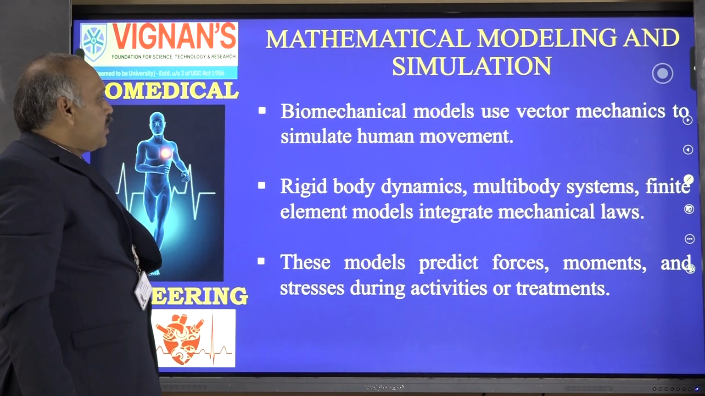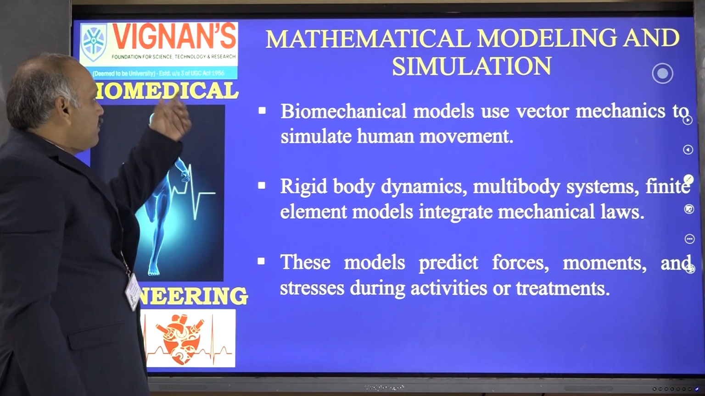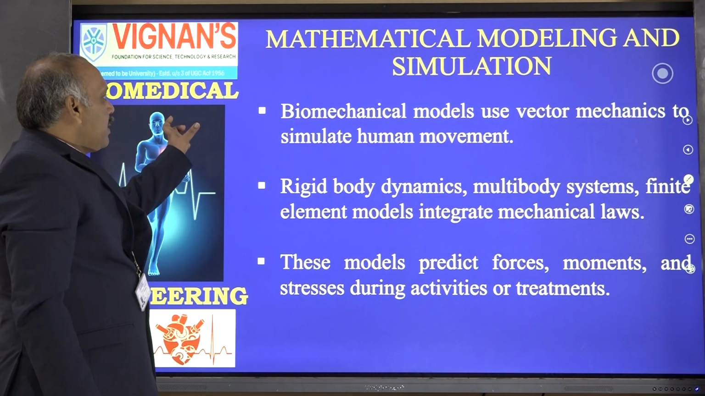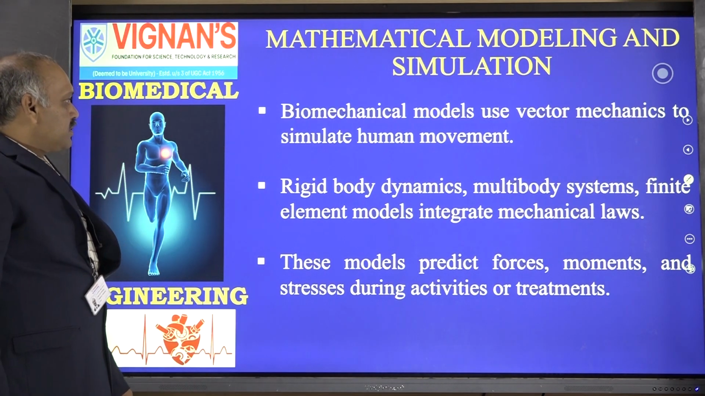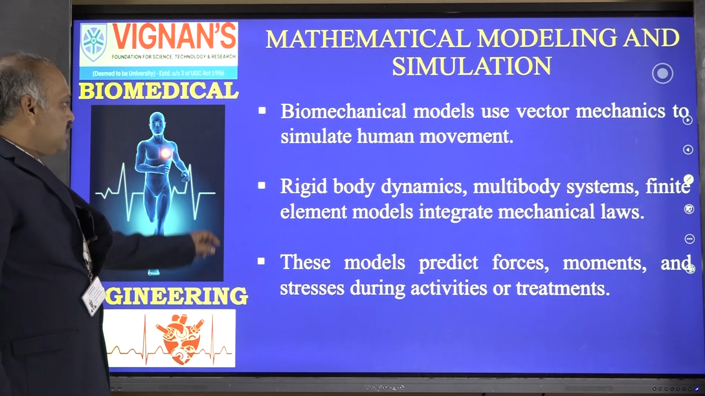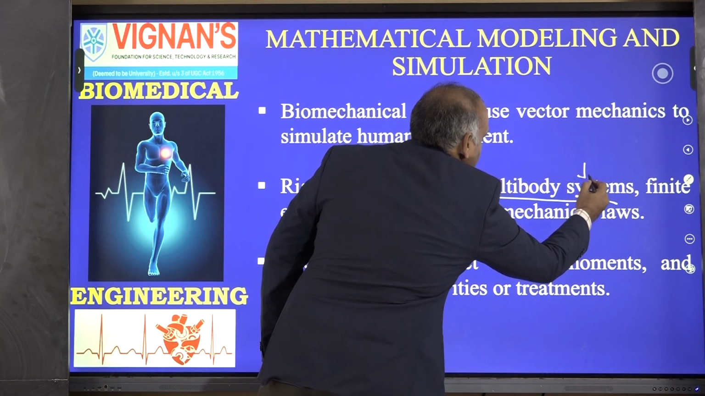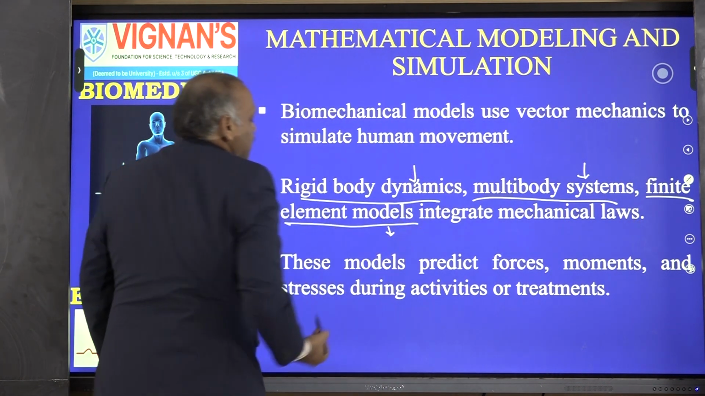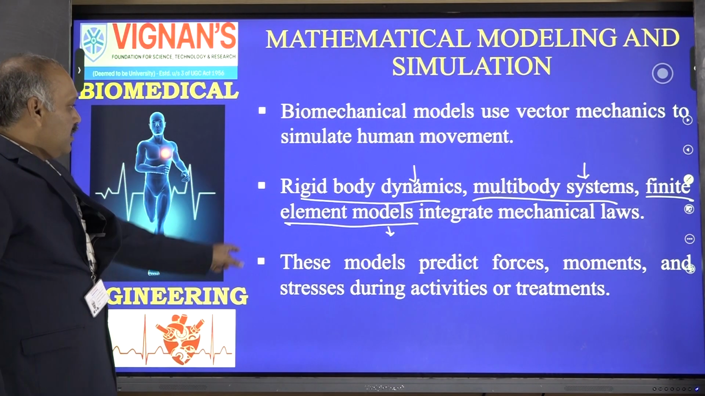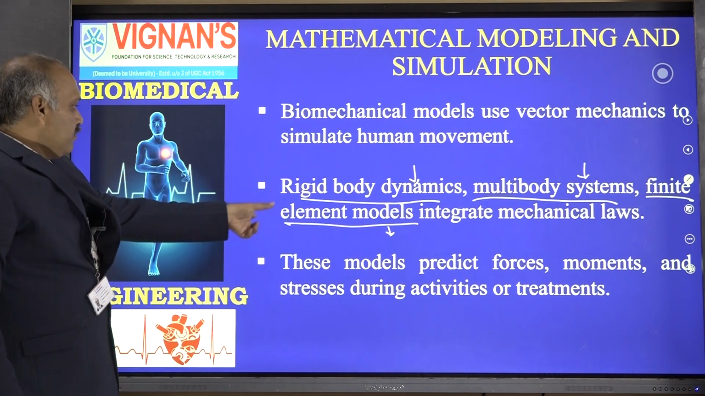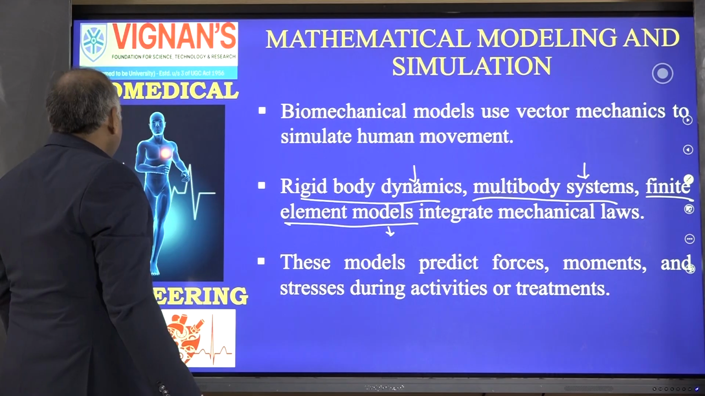So, mathematical modeling: what is the importance of mathematical tools? Biomechanical models are built based on mathematical tools only. Biomechanical models help to use vector mechanics to simulate human movement. These are the various tools: rigid body dynamics, multi-body systems and the finite element method. These are the different mathematical tools we already have to design biomechanical systems and predict force, and by using these methods we can easily predict the force, movements and stresses during activities and particular treatments.